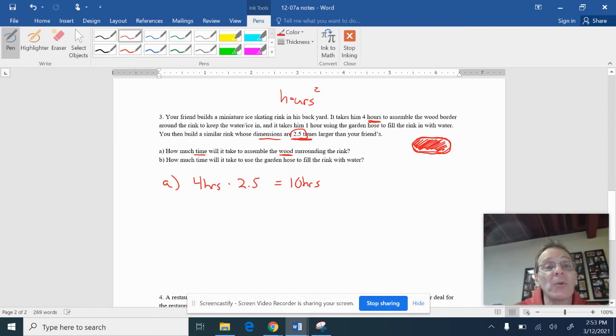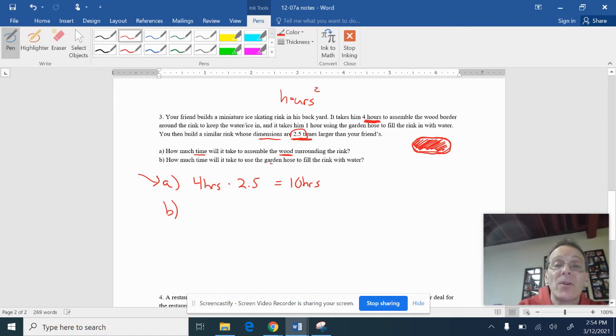And again, I will grant you, if we had never talked about this, if I had never taught you anything, most of you probably would get this problem correct, because you would just assume that you should just multiply the first time by 2.5. So you'd get anything correct that had to do with lengths, but you'd get everything wrong that had to do with areas.